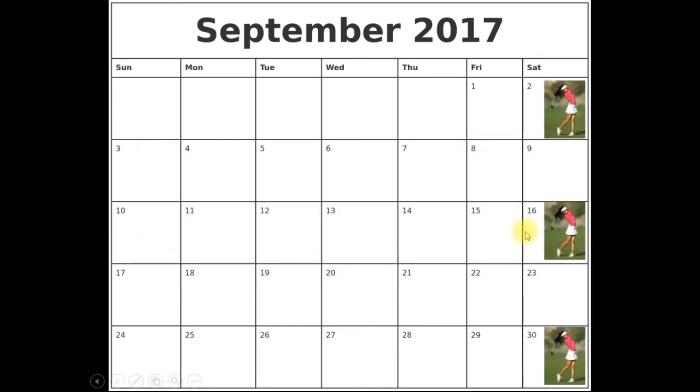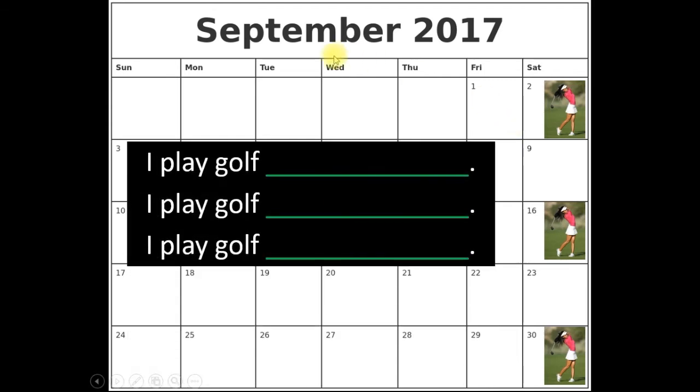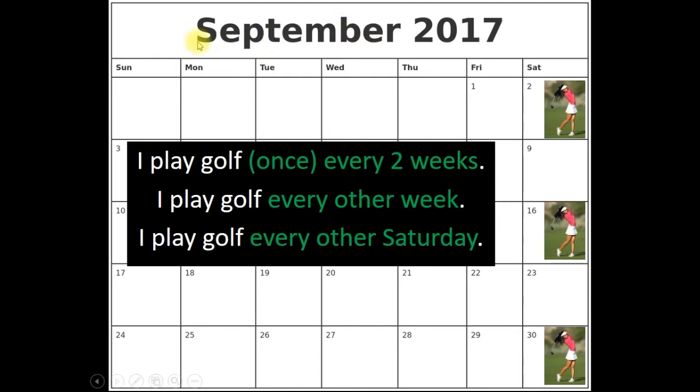How about this one? I play golf. Yeah, so I play golf every 2 weeks. So here we see 2 weeks, 1 time. I play golf every 2 weeks. Also, we could say, I play golf once every 2 weeks. Same idea, but just more specific. Here, I play golf every other week. So here, skipping a week. Skip, skip. That's every other week. Same idea here. I play golf every other Saturday.